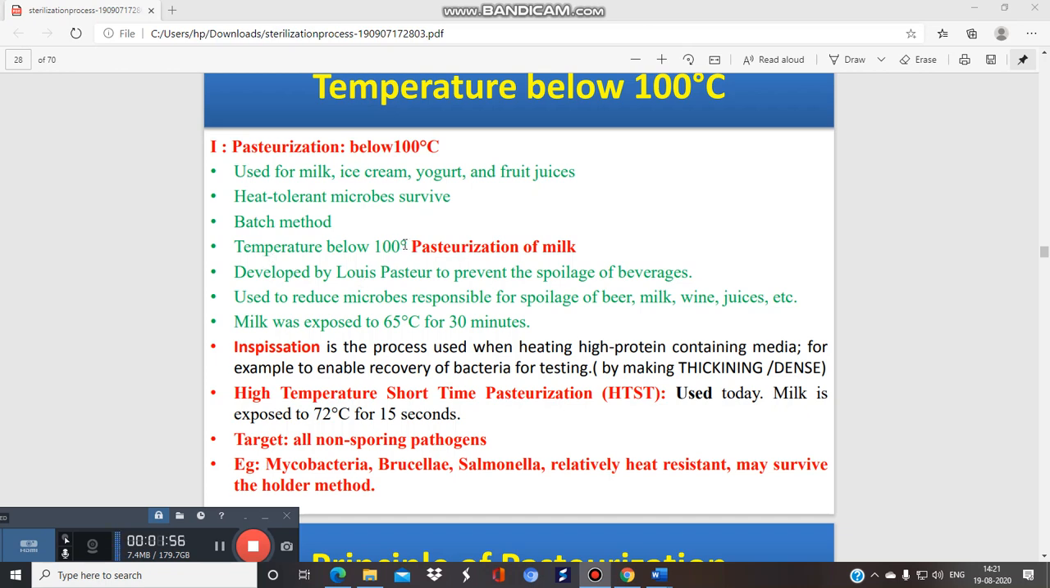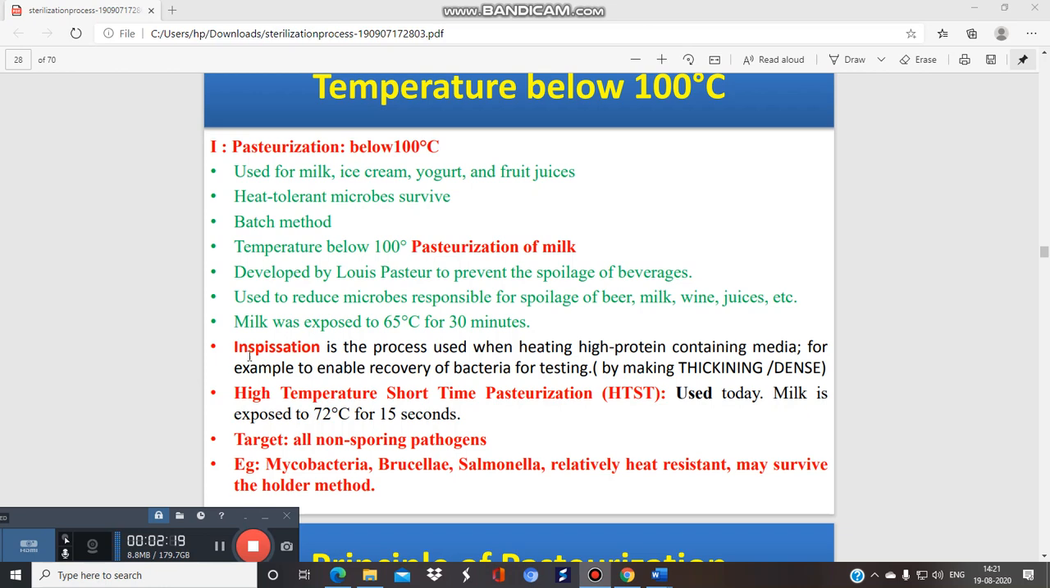So the temperature below 100, that is the pasteurization of the milk. It is developed by, yes, we have seen his photograph, Louis Pasteur, to prevent the spoilage of beverages. Used to reduce microbes responsible for spoilage of beer, milk, wine, juices, etc. And the milk is exposed to 65 degrees Celsius for 30 minutes.